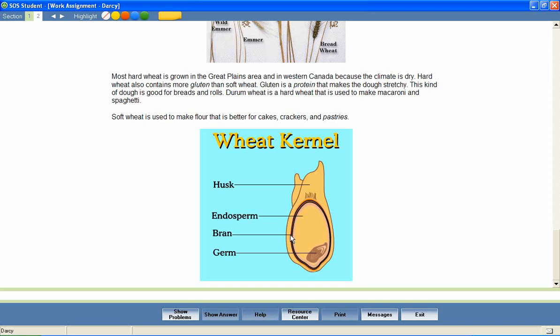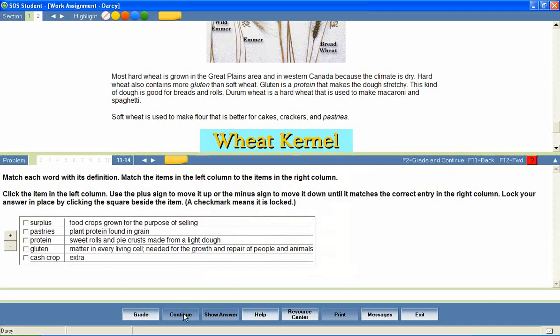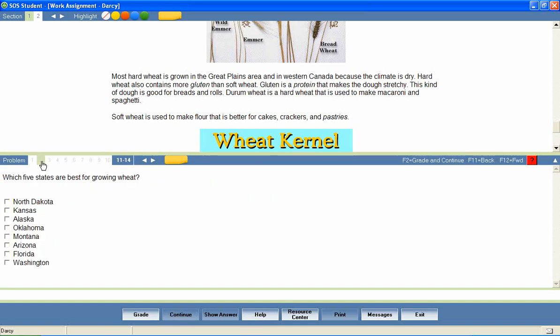At the end of the lesson, the student is presented with a series of questions that provide a review of lesson content. Questions are presented in a variety of formats, including matching, fill in the blank, true and false, sequencing, multiple choice, multiple select, click and place, essay questions, and many more.